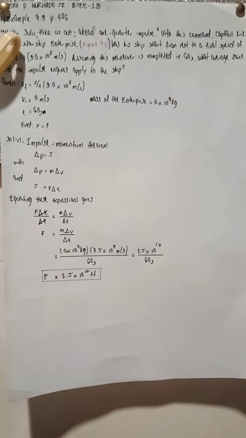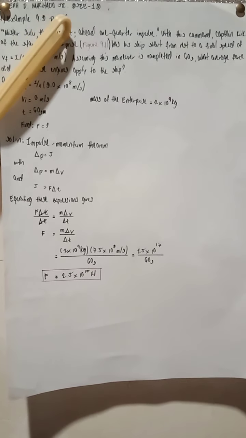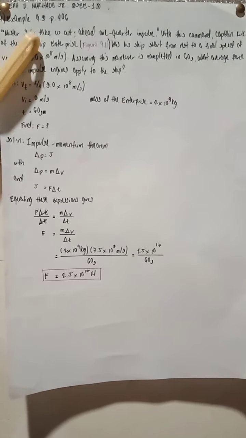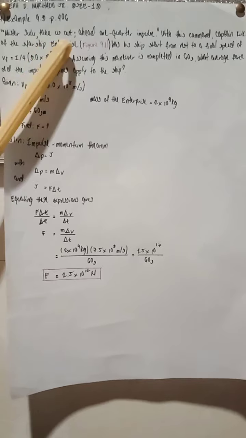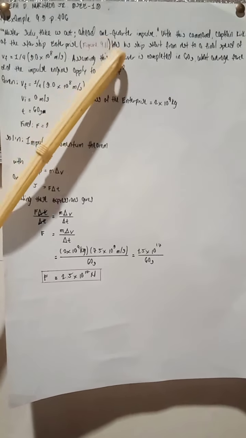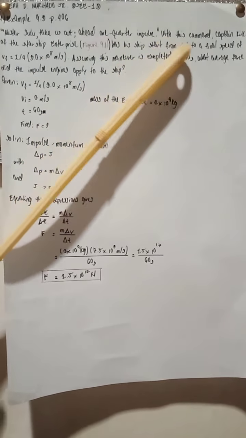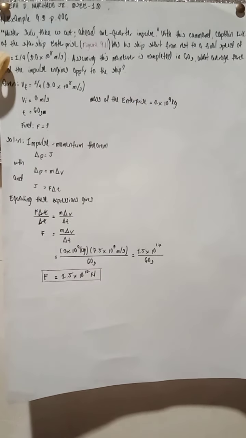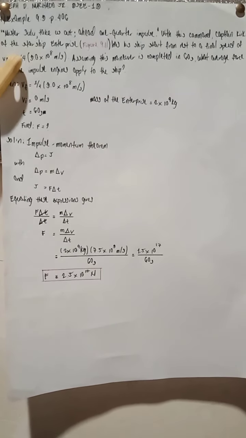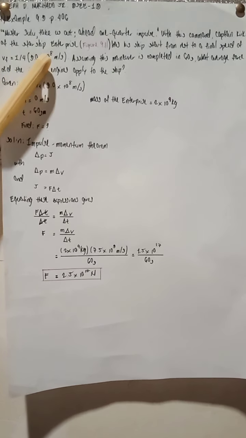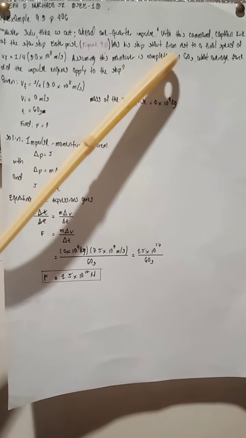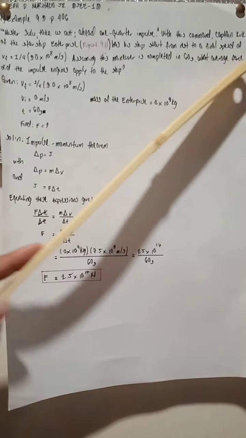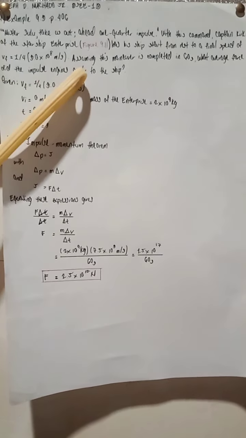The last number is example 9.3, page 406. Mr. Sulu, take us out ahead 1/4 impulse. With this command, Captain Kirk of the Starship Enterprise in figure 9.11 has his ship start from rest to a final speed of V final equal to 1/4 the quantity 3.0 times 10 raised to the power 8 meter per second. Assuming this maneuver is completed in 60 seconds, what average force did the impulse engines apply to the ship?